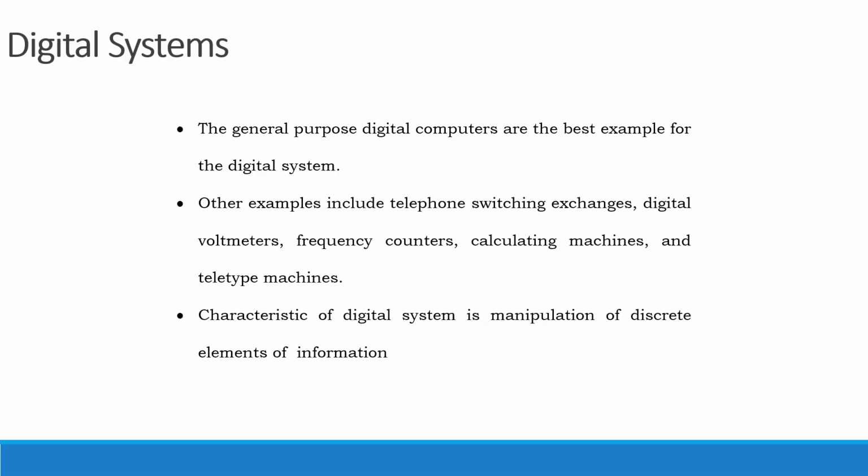A general example of a digital system is our computer, or you can say a digital computer. This is also a digital system. In our chapter, we will always deal with a computer as a digital system. And the best suitable example of a digital system is our smartphones. Whatever we are using, our smartphones are also a good example of digital systems.